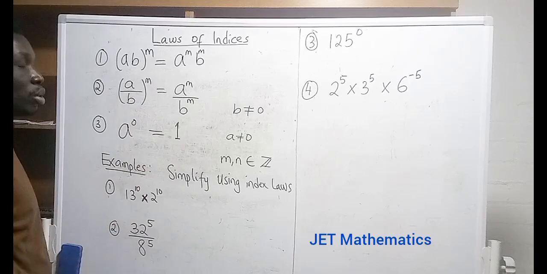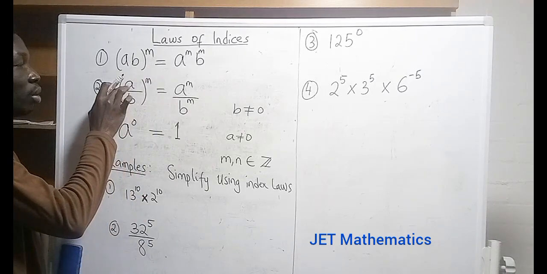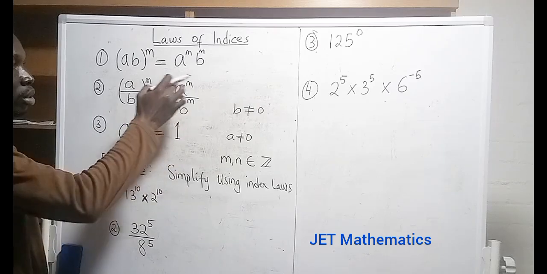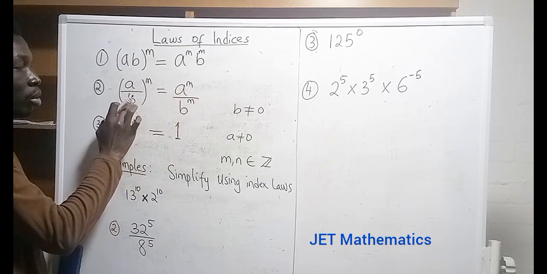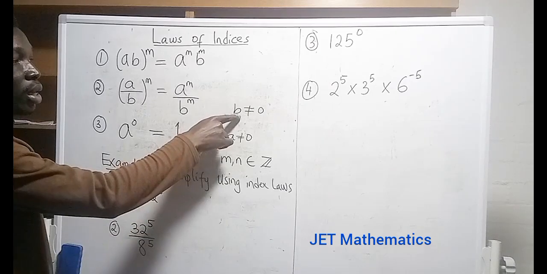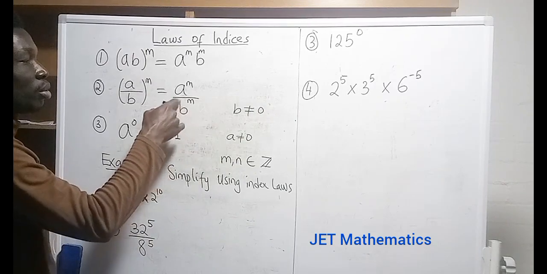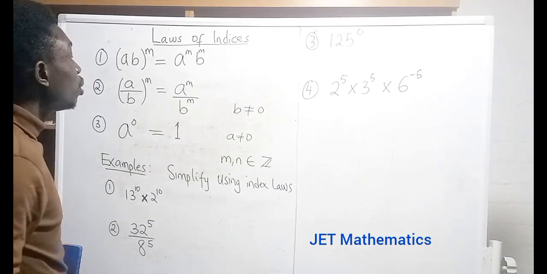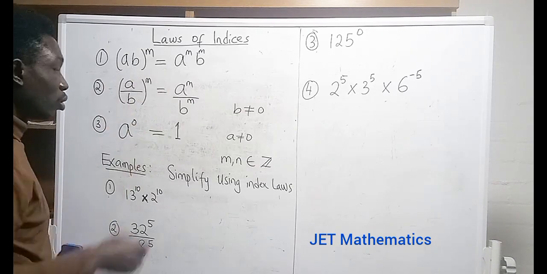And then a similar law, if we have a divided by b all raised to the power of m, it also implies a raised to the power of m and b raised to the power of m, all in the division. And here b must not be equal to 0. If b is 0, then this expression becomes undefined. So take note of these laws, very important laws.